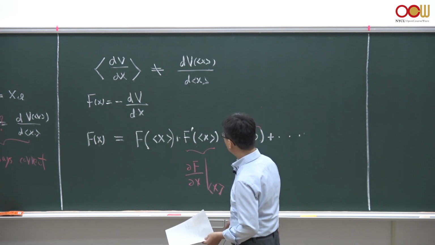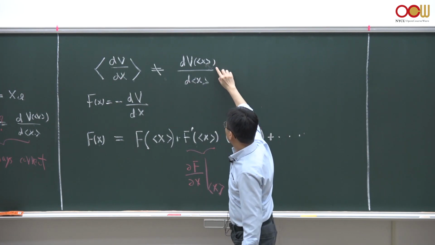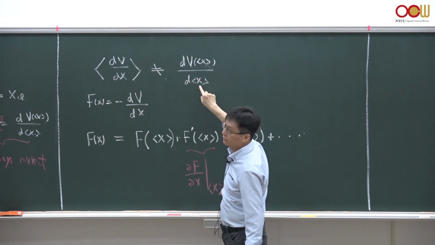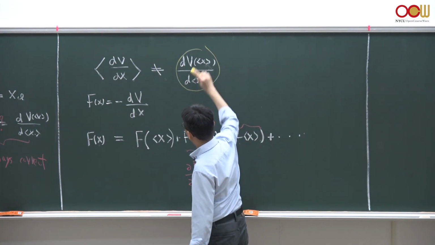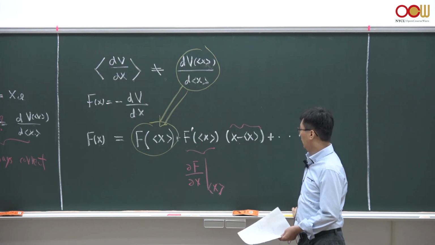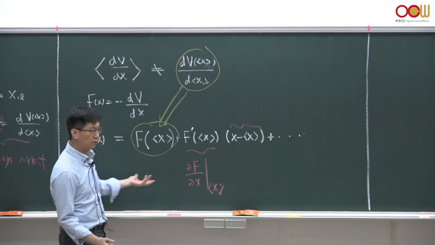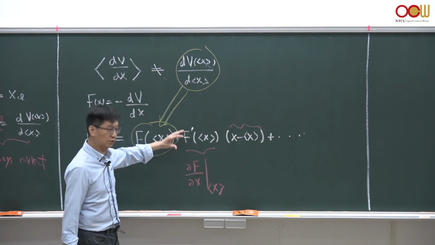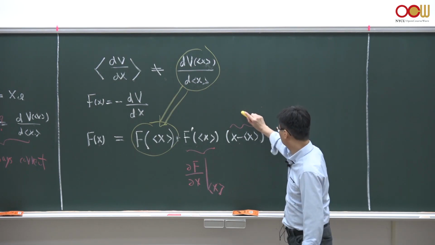And remember, the right-hand side of this inequality right here says dV as a function of x average by dx average. So what is this? This is nothing but the first term. If we really want to do the Taylor expansion around this x average, we need to also consider the other terms, the higher order terms in the Taylor expansion. So there is an additional term like f prime times the deviation delta x, and so on and so forth.